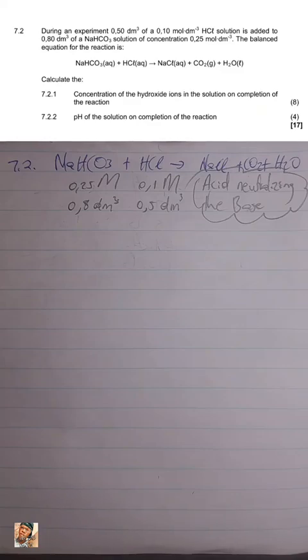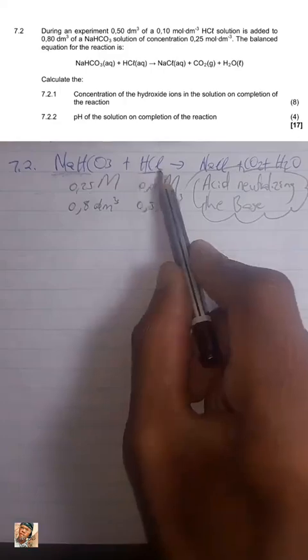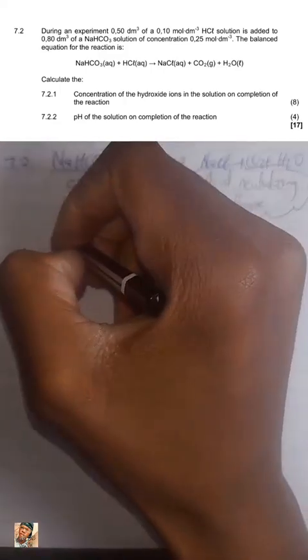Let us continue. So we have to make sure that we identify the limiting reagent and the reagent in excess. Right, so how do we do that? We're going to determine the number of moles of the base and the number of moles of the acid and then compare them. So let us start with the base. Right, so the number of moles of the base.